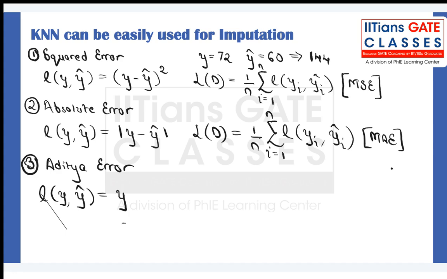So, Aditya error means the loss of a point y and y hat is y minus y hat. Can this be a loss function? If no, why? Don't just say no. Negative loss? What is the problem?